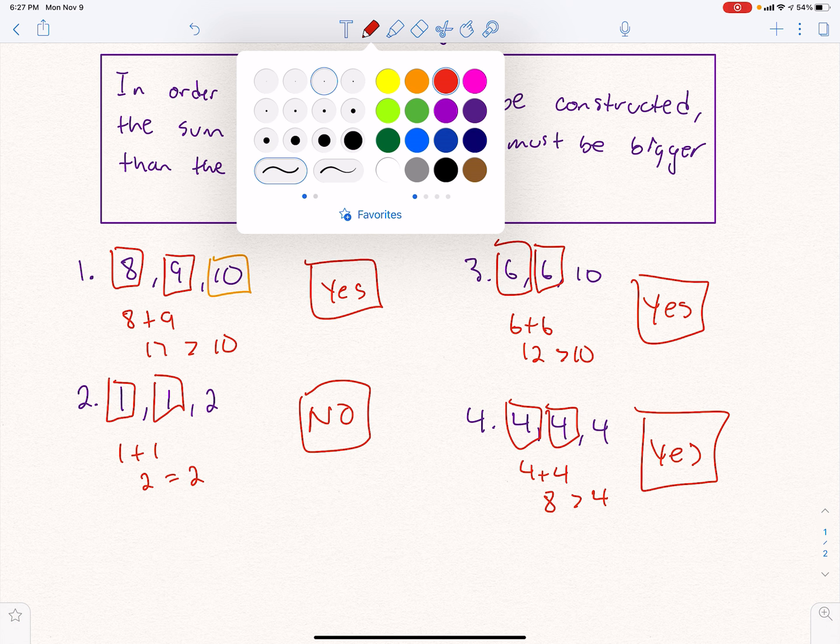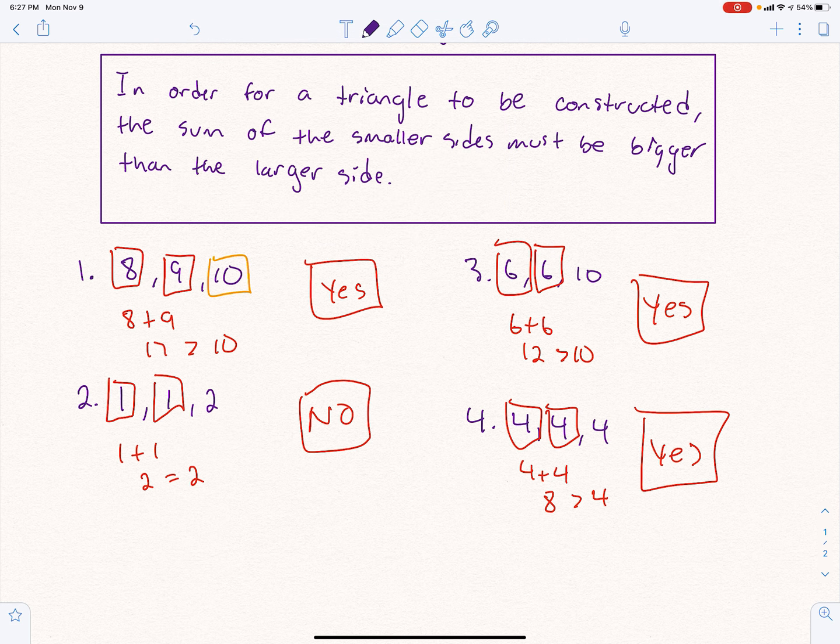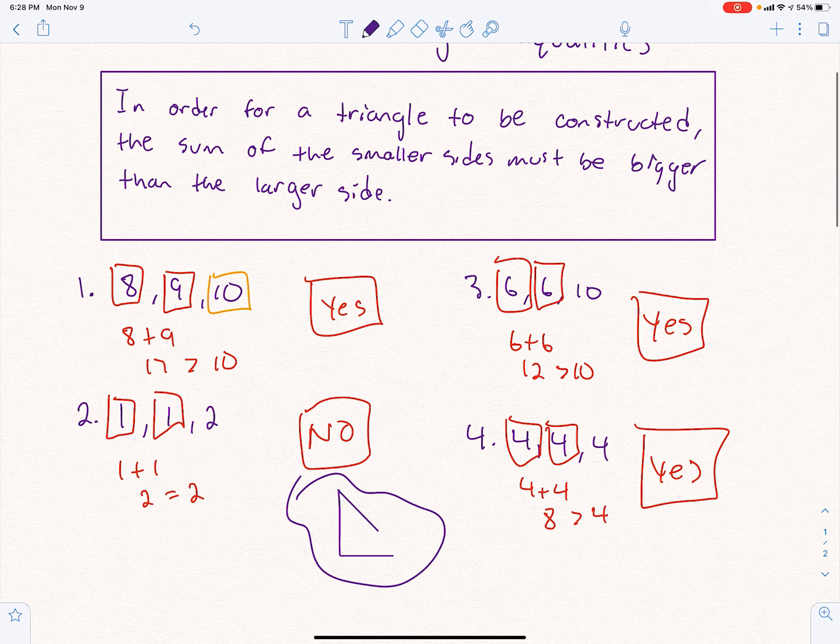The reason for that is because if I make a triangle and the two sides aren't long enough, this is what my triangle will look like. It won't close. So that's why the sum of the two smaller sides has to be bigger than the third side. Otherwise, you end up with a triangle that won't close. So that's a very important concept.